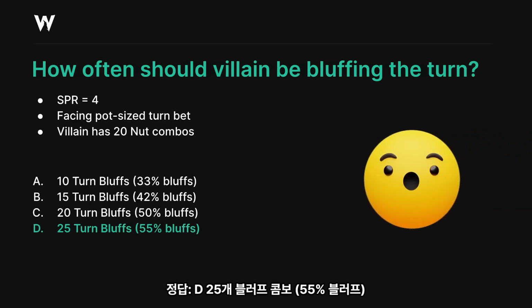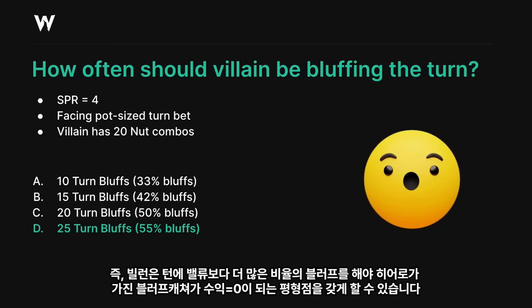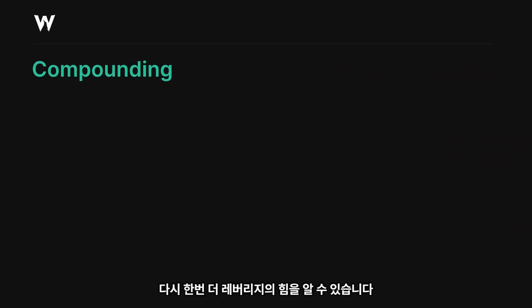The answer is D, 55%. In fact, they should be bluffing more often than they're value betting on the turn in order for us to have a break-even call with our bluff catcher. And so this brings us back to the power of leverage.